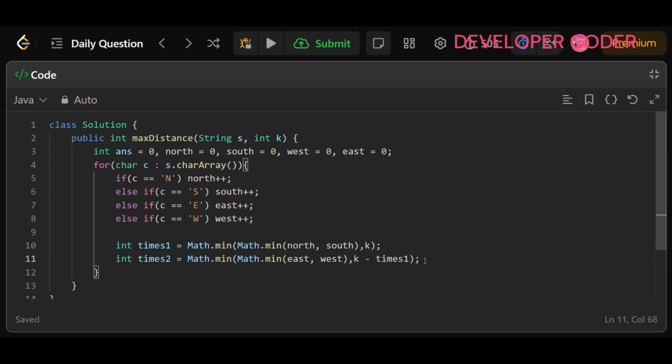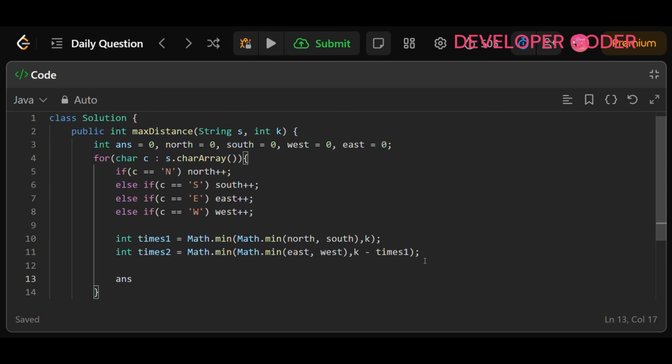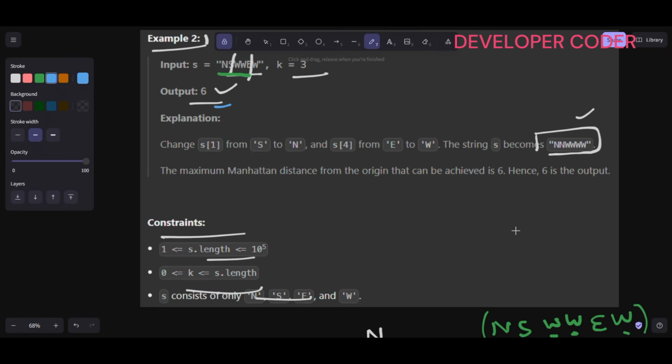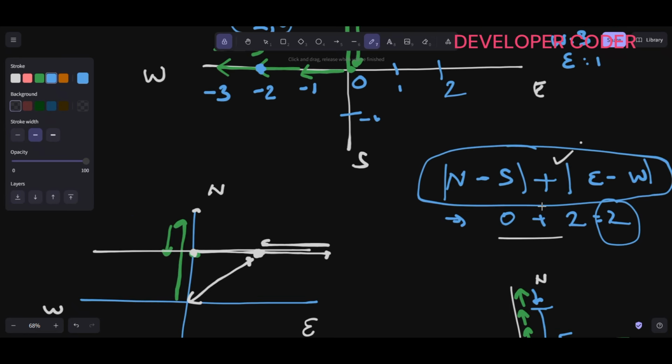And then you have to calculate the answer also side by side. So the answer is just going to be the max value. So math.max, and here the previous value of answer. Whatever the max is, we have to keep track of it, and here I'm just going to call count, count this and count this. So how are we going to get the Manhattan distance? It is north minus south plus east minus west.